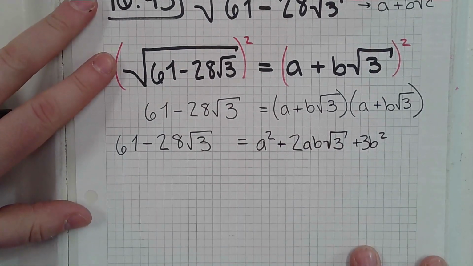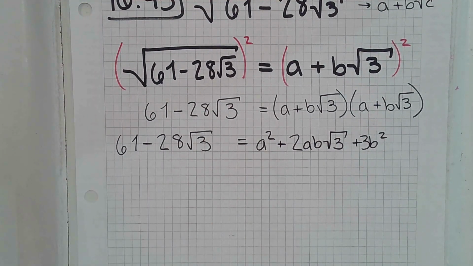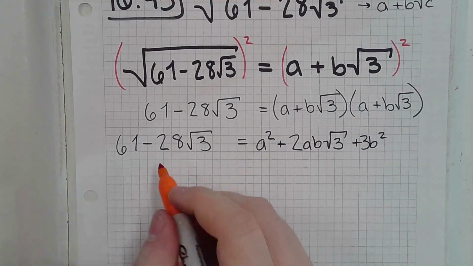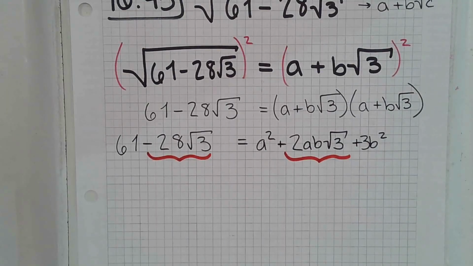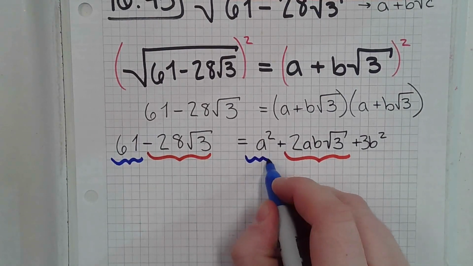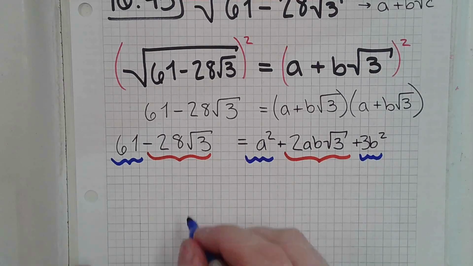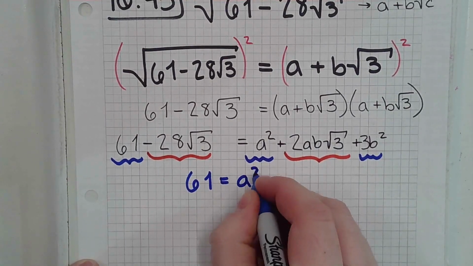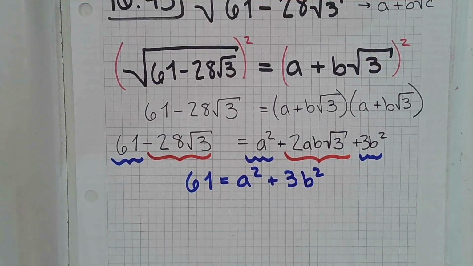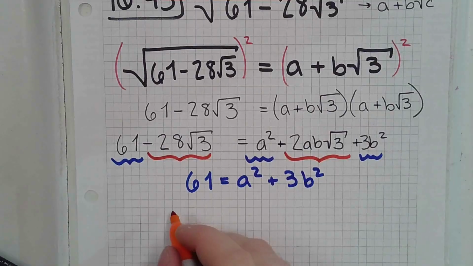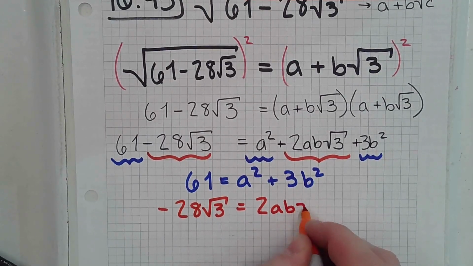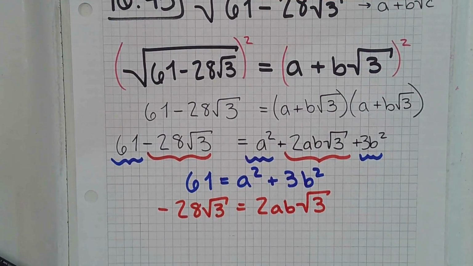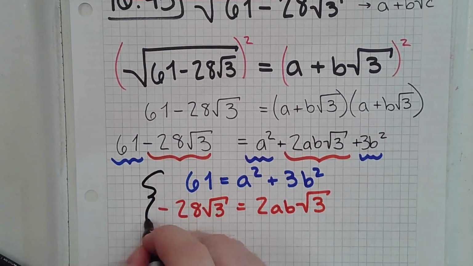So this tells us that this part right here, and maybe I should highlight that, this part right here must be equal to this part. It's the only part with a root 3. And it also tells us that this part right here, the only rational part, is probably going to come from these guys, right? So I'm going to write that out. I know 61 must equal a squared plus 3b squared. And I know that this part, negative 28 root 3, must equal 2ab root 3.